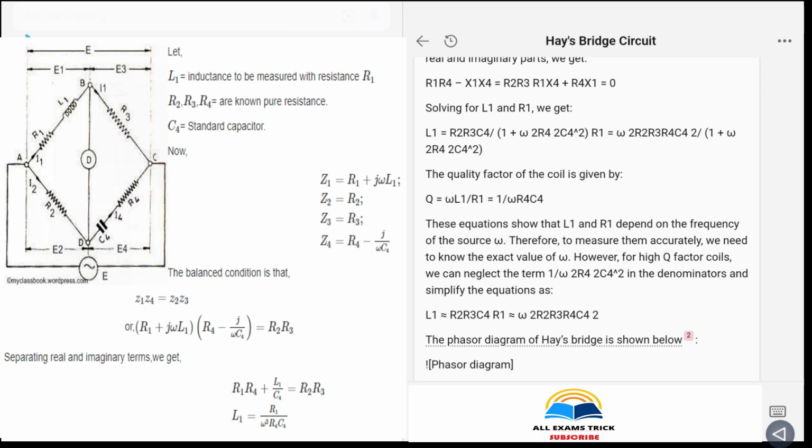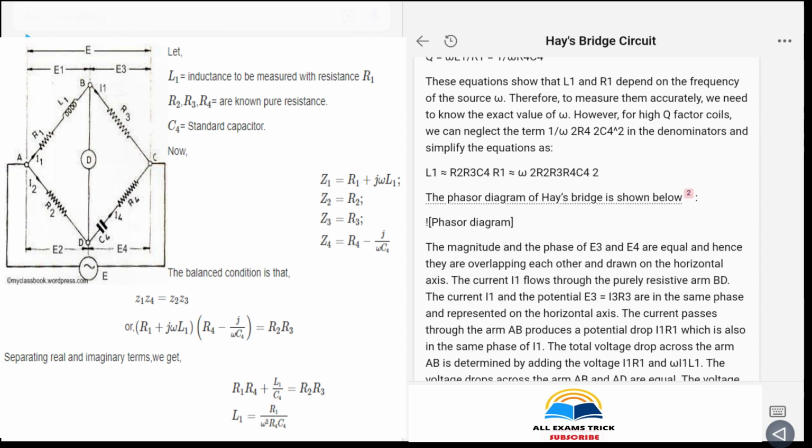Therefore, to measure them accurately, we need to know the exact value of omega. However, for high Q factor coils, we can neglect the term 1 over omega squared R4 squared C4 squared in the denominators and simplify the equations as R1 is approximately omega squared R2 R3 R4 C4 squared. The phasor diagram of Hayes bridge is shown below.